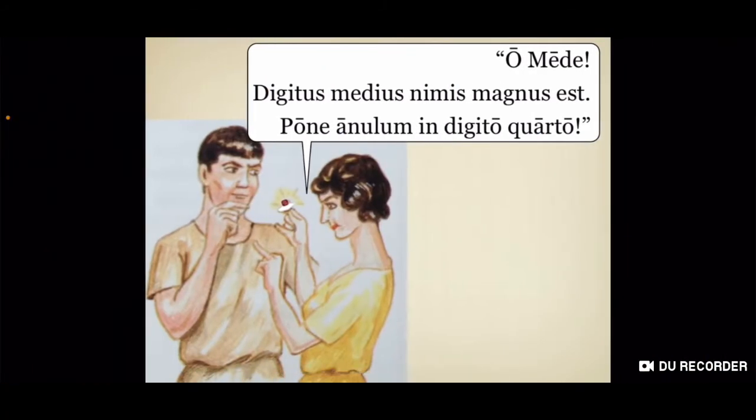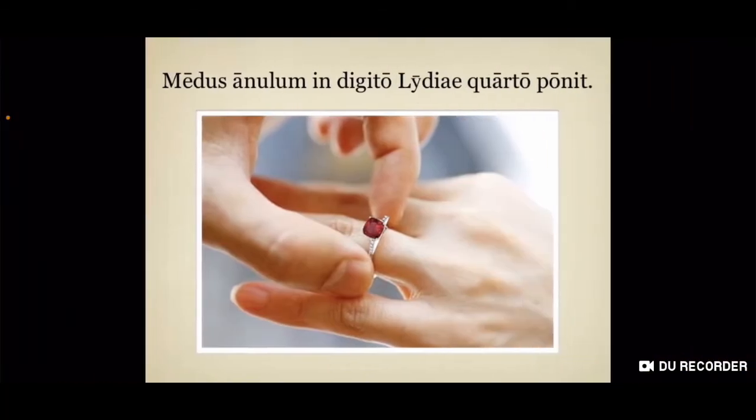Oh Mede, says Lydia. Digitus medius nimis magnus est. Pone annulum in digito quarto. She said, oh Medus, the middle finger is too big. Put the ring on the fourth finger. Medus annulum in digito Lydiae quarto ponit. Medus puts the ring on the fourth finger of Lydia.